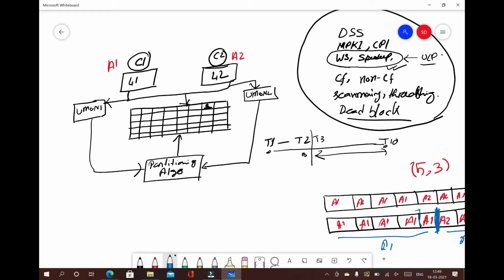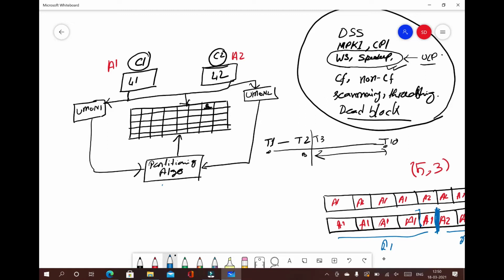So here it is called UMON 1, and on this side it is called UMON 2, and both capture the utility of the cache, what is called utility, that I have explained already. Now based on this utility information, this information goes into the partitioning algorithm circuit, and this module is actually partitioning the cache either as 5,3 or so.